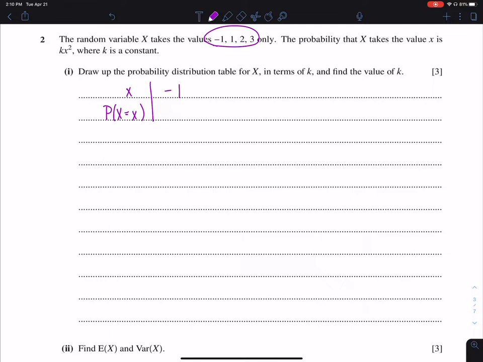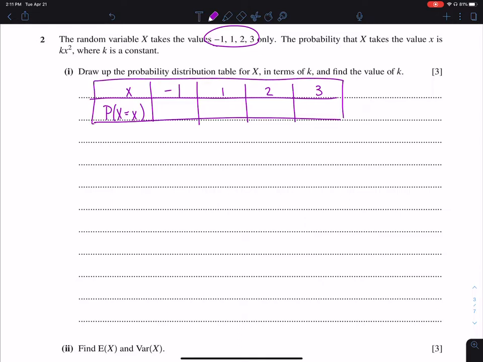They say x can be -1, +1, 2, and 3. Okay, so that's your top row, and you can box it in if you want to. Okay, and now you start filling them in. So they give you a formula to calculate the probability, right? And if you want, you can kind of do this in your head, but I did it off to the side because to me it just kind of helps.